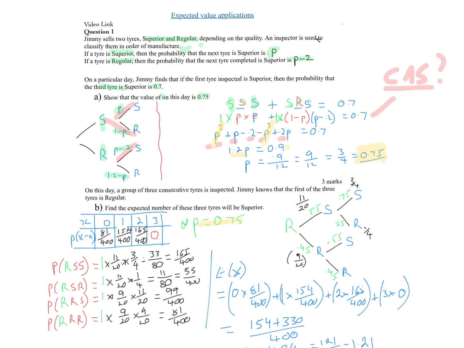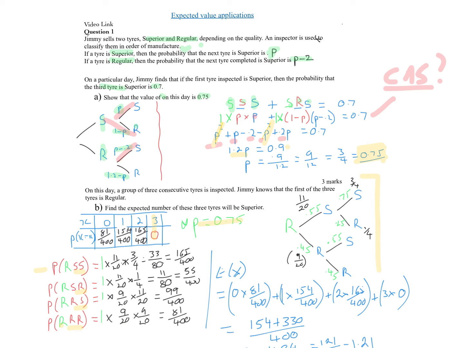So we need a probability table. Straight up, we know that the chance of getting 3 superior is 0 because the first one was regular, so we don't have to consider that. So what are the other options? The first is regular, which we were told, then an SS, or an SR, or an RS, or an RR. Okay, so they're the combinations that I've got left. I've got to work those out.